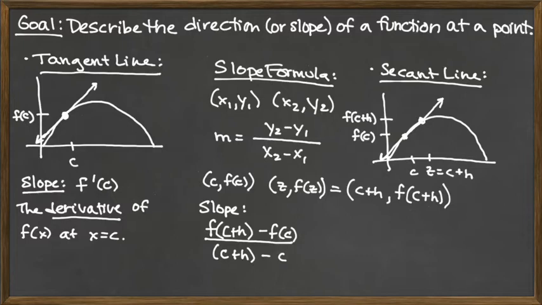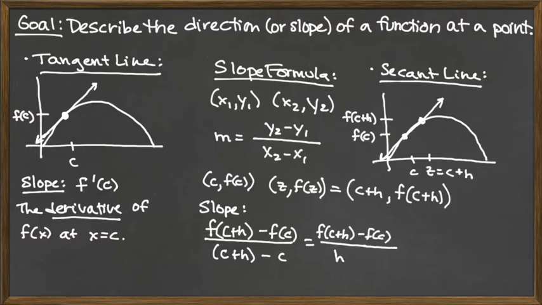But take a look at what you have here in the bottom. The bottom is c plus h minus c. And sure, we have the parentheses there, but they actually can be dropped. So the c minus c cancels, leaving you simply with h in the bottom. And then your top, you've got this f of c plus h minus f of c.